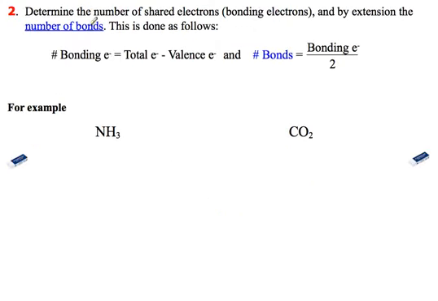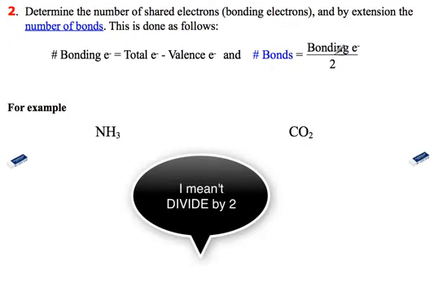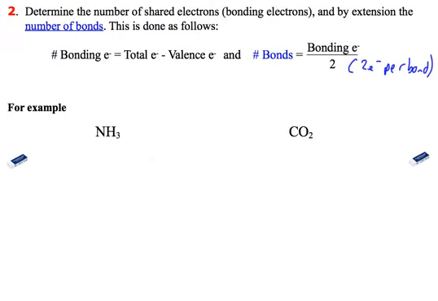Second thing we want to do then is determine the number of shared electrons and, by extension, the number of bonds. And so this is done again in two simple steps. To determine the bonding electrons, we take the total electrons we determined minus the valence electrons. That gives us bonding electrons. And then to determine the number of bonds, we simply divide that by 2, because there's 2 electrons per bond. We're talking about covalent bonds here.